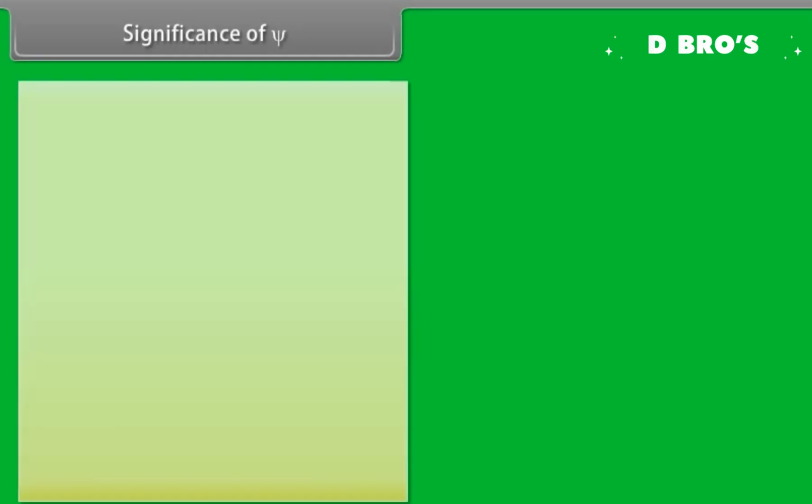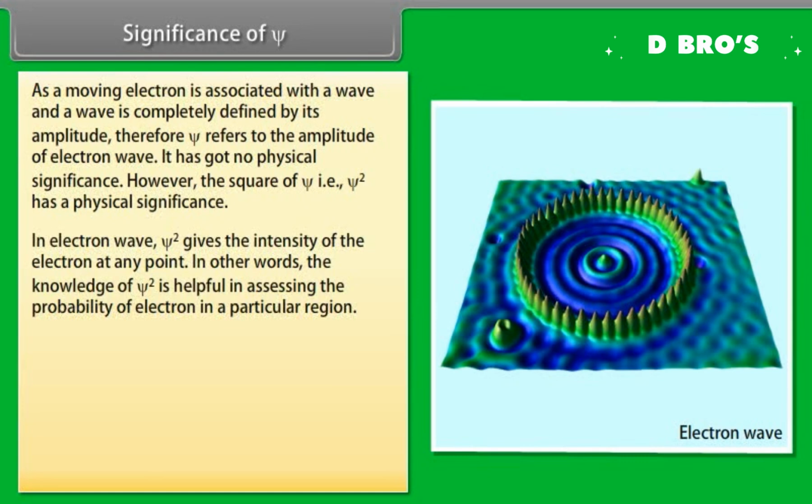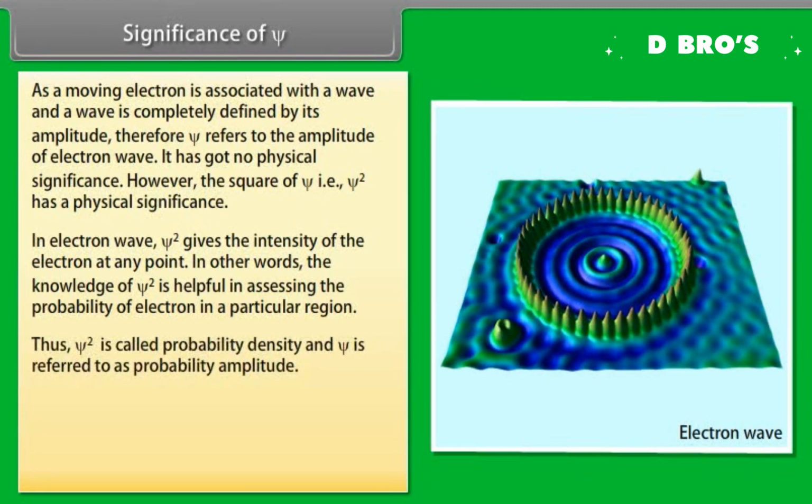Significance of Psi. As a moving electron is associated with a wave, and a wave is completely defined by its amplitude, Psi refers to the amplitude of the electron wave. It has no physical significance. However, the square of Psi, that is Psi squared, has a physical significance. In an electron wave, Psi squared gives the intensity of the electron at any point. In other words, the knowledge of Psi squared is helpful in assessing the probability of finding the electron in a particular region. Thus, Psi squared is called probability density and Psi is referred to as probability amplitude.